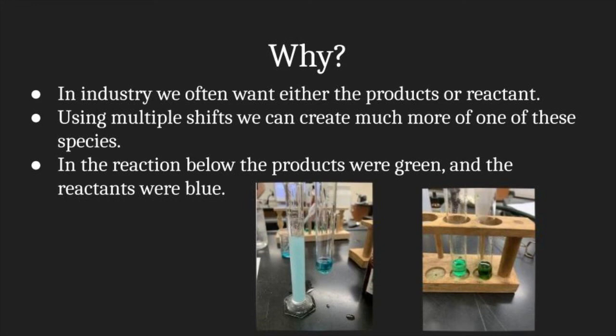Well, in industry, often only the products or the reactants will be favorable. So we could use multiple shifts to create more of the products or reactants. You'll see there's some pictures on the bottom. My friend and I actually took these while doing a lab. And the products were green and the reactants were blue. So you could see in the first picture on the left, the right is what we started with, and the left we got to be much more blue, or more reactants. And in the picture on the right, the test tube on the left was the light green, and that was the initial, and then on the right, my friend and I got it to become a dark green, which showed that there were a lot of products there.